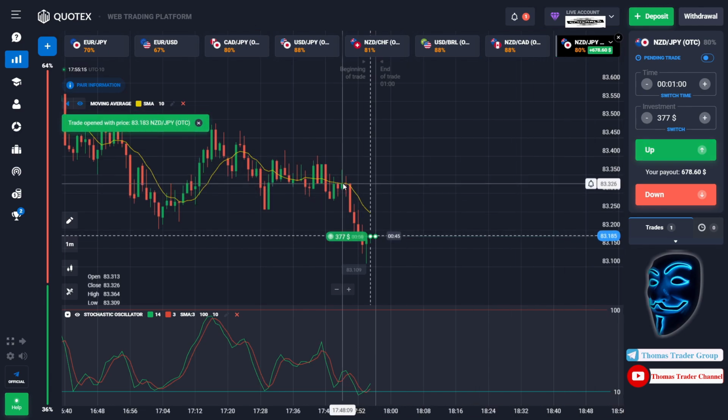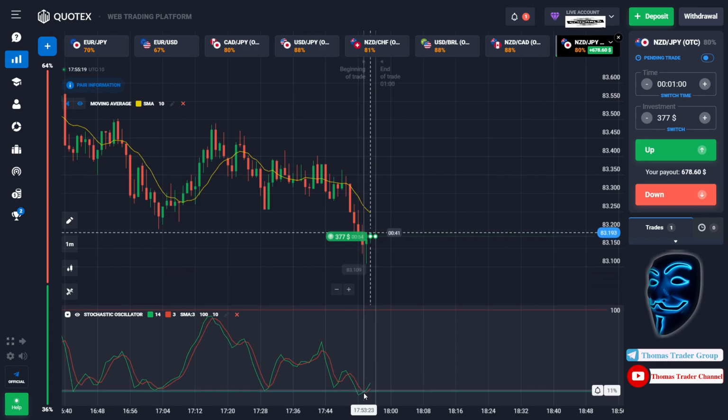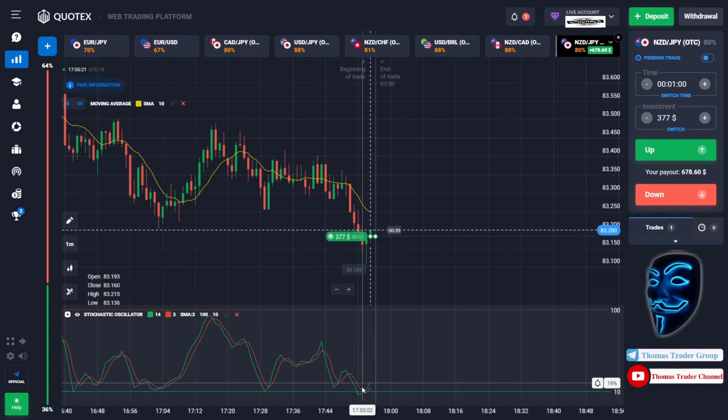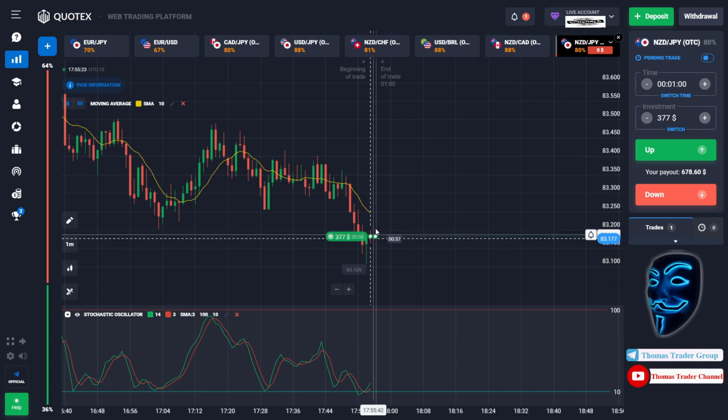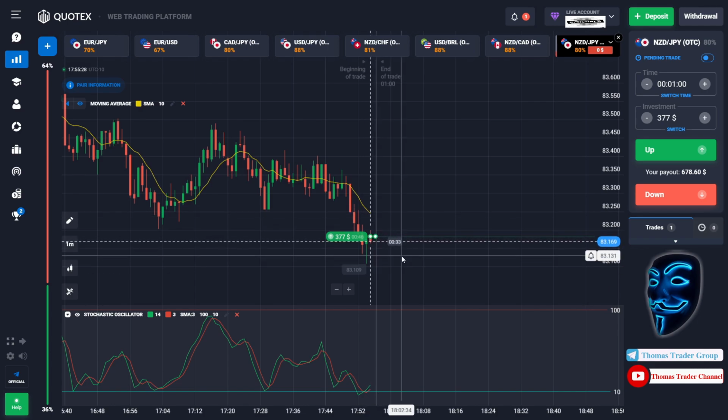As you can see, the market is going bearish and the market has already touched the oversold area. When the market touches the oversold area, it will make a rebound and it will make a correction to the moving average line before it continues the bearish trend.